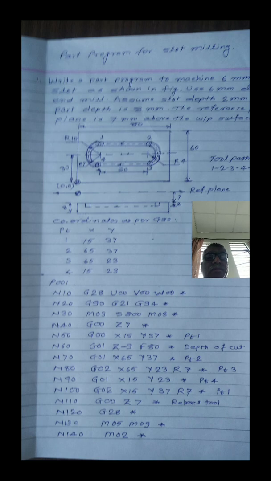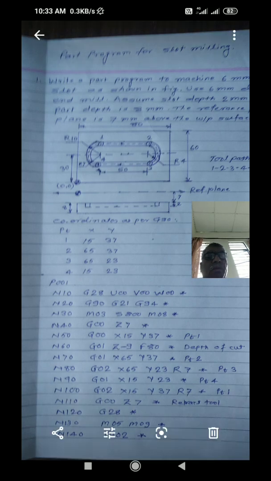The next block, that is block number N40, G00, Z7, end of the block. What is the meaning of this block? Now your tool is at machine home position. You have to bring the tool from machine home position to the starting point of the operation, that is point 1. Point 1 is our starting point of the operation.